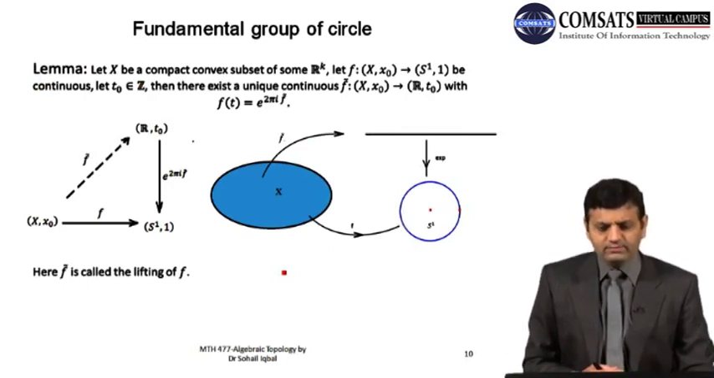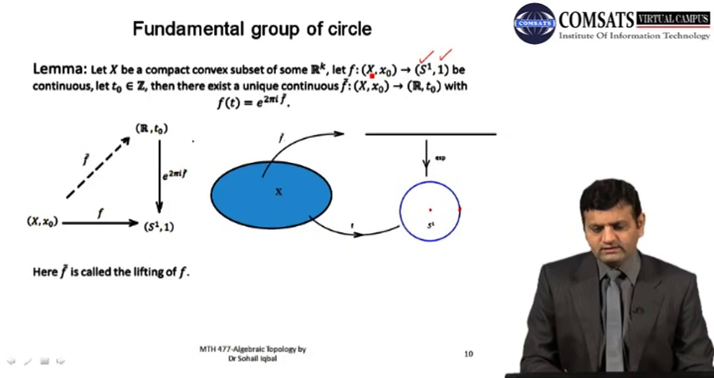So let X be a compact convex subset of some Euclidean space R^k, and f from x0 to S^1 be continuous. Now this S^1 is a topological space, and this 1 is basically a point on this topological space. X is some convex compact subset of R^k, and x0 is some point in X. So this f is basically a continuous function between these two pointed topological spaces.